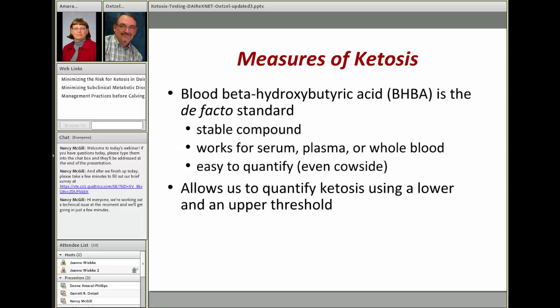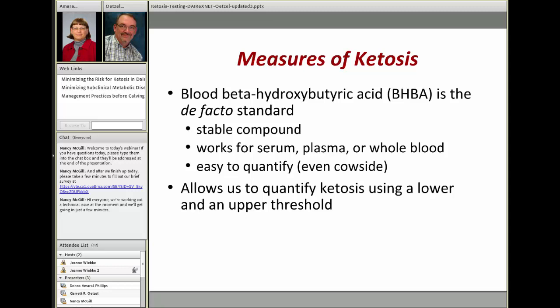So if we can agree that it's important, let's talk about measuring and monitoring this in the herd. Beta-hydroxybutyric acid, or BHBA, is the de facto standard for defining and measuring ketosis in cows. It's a stable compound. It is very easy to measure from an analytical standpoint. You can do it in serum, plasma, whole blood. You can do it in milk. BHBA is present in the largest molar quantities of any of the compounds we look at for ketosis.